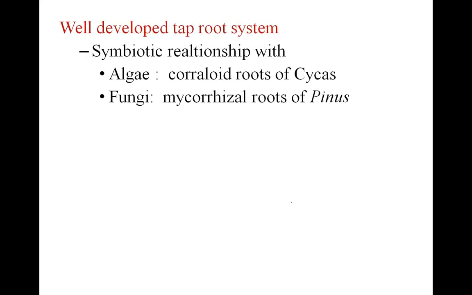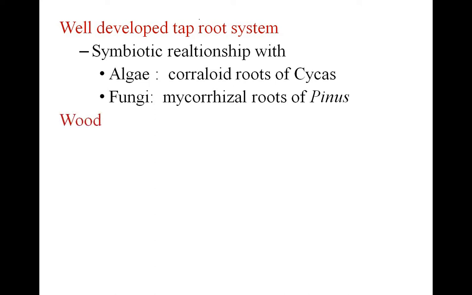Along with this, they are with a well developed taproot system. They also show symbiotic relationships. For example, in Cycas there are coralloid roots with algal symbiotic relationship, while in Pinus there are mycorrhizal roots, where there is an association of fungi.